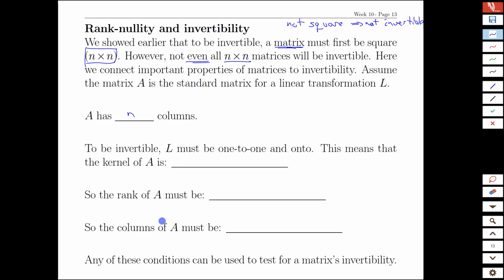That means the matrix A's kernel has to be, well, we already said this earlier, if it's going to be 1-to-1, that's injective. And for a matrix to be injective, its kernel must be just the 0 vector, nothing else. Well, that then is 0-dimensional.